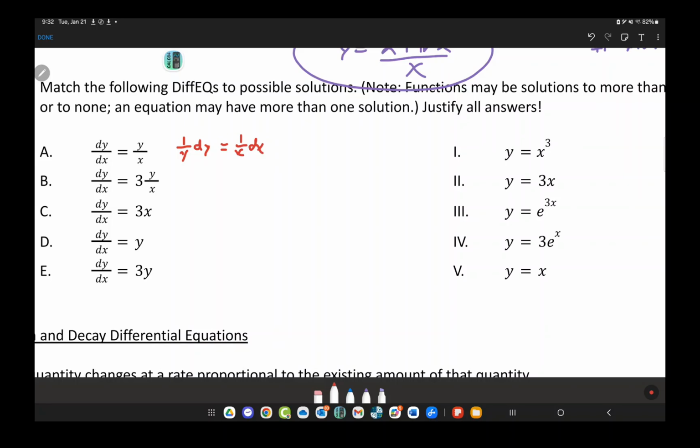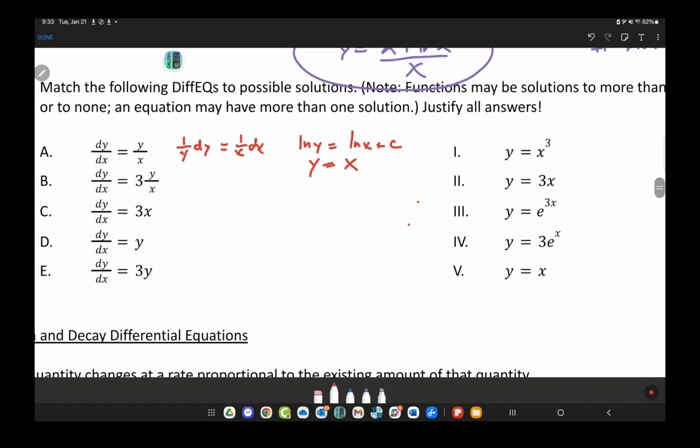So then it's just natural log y equals natural log x plus some constant. Now these are possible solutions, so the constant isn't involved here. Do we get y by itself? Did you integrate that? I took the antiderivative of 1 over x. Integration, antiderivative, same thing. So that means that y is equal to x.